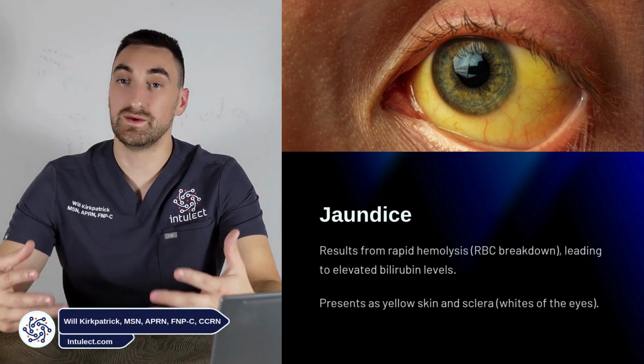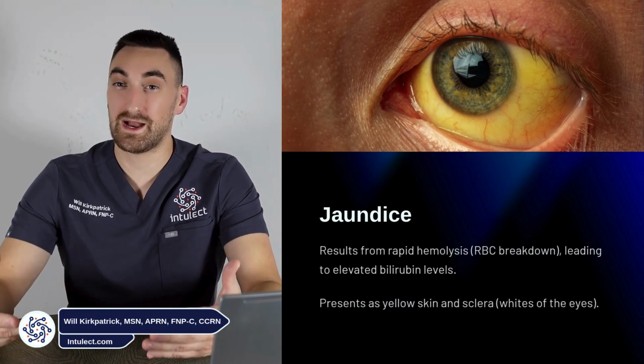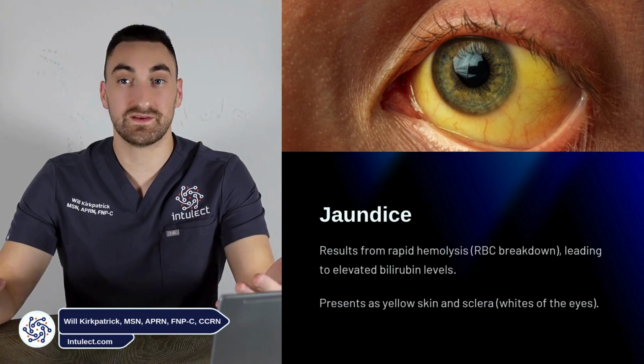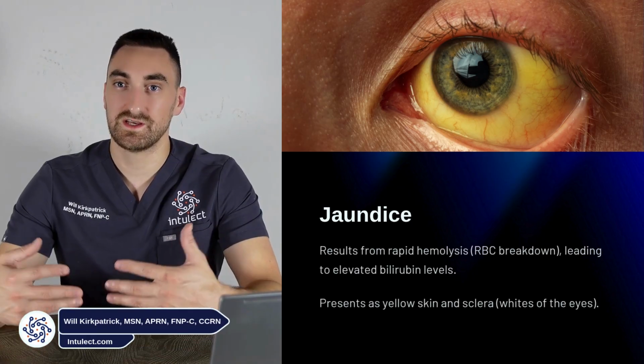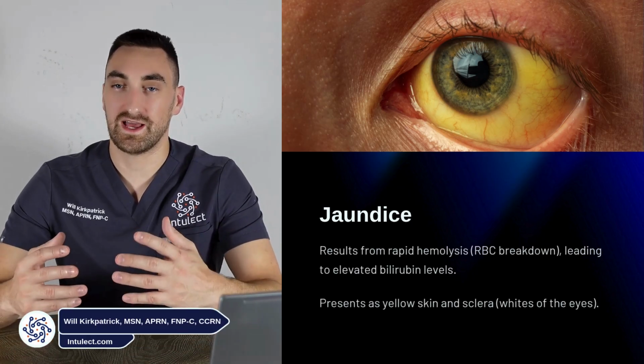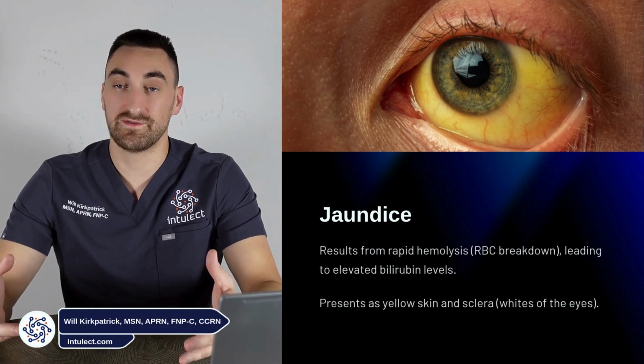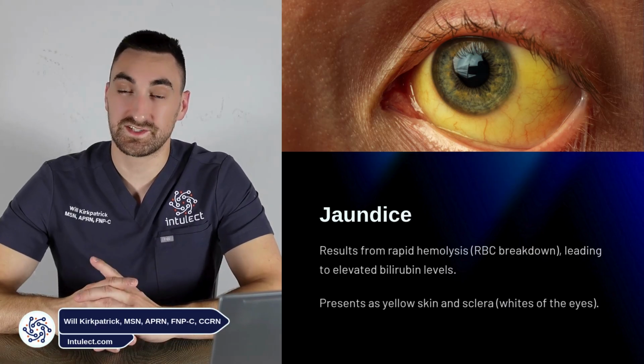So since a lot of hemolysis or the breakdown of red blood cells happens, you're going to expect something maybe such as jaundice, which is the byproduct of broken down red blood cells or bilirubin. So you're going to have yellow skin, yellow sclera of the eyes. That could be another sign and symptom of sickle cell anemia.